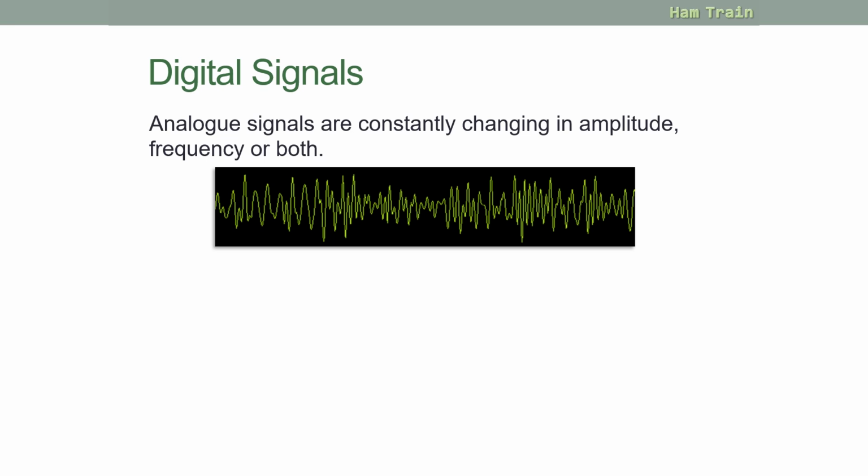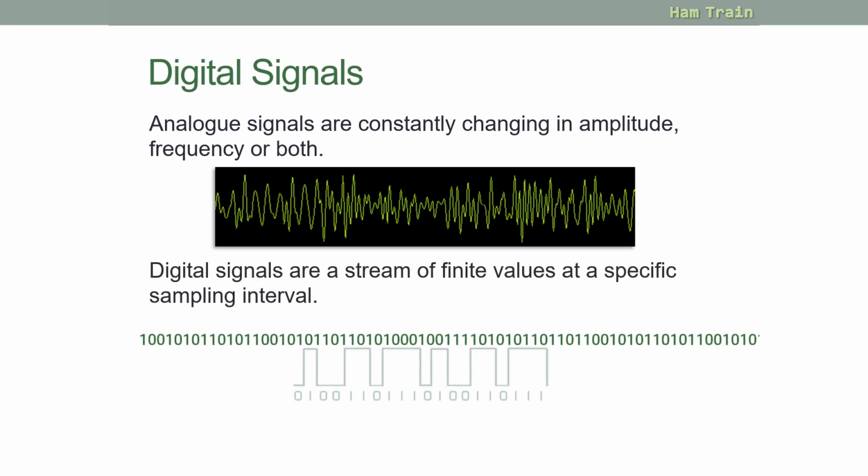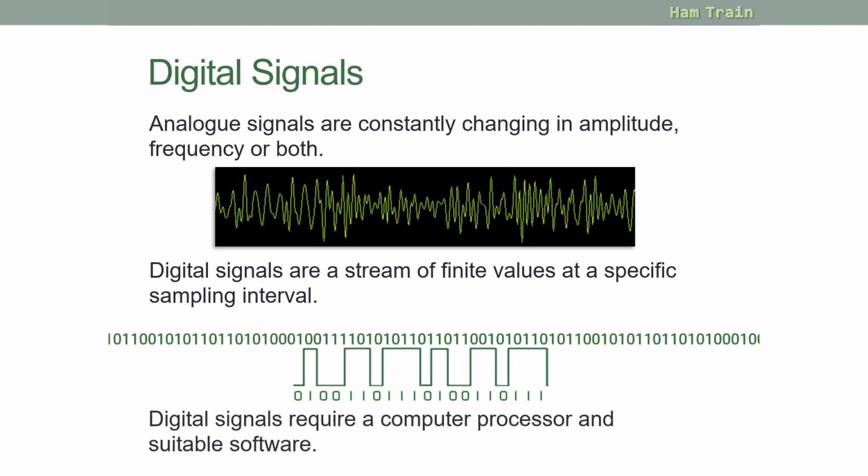Digital signals are a stream of finite values, noughts and ones, taken at specific sampling intervals. So you can see analog and digital, very different. You'll be familiar with the idea of digital being noughts and ones. Digital signals are better at overcoming noise because they're either on or they're off. And for digital signals, you'll need some kind of computer processor and some software.